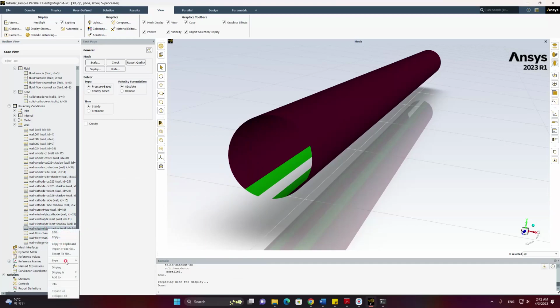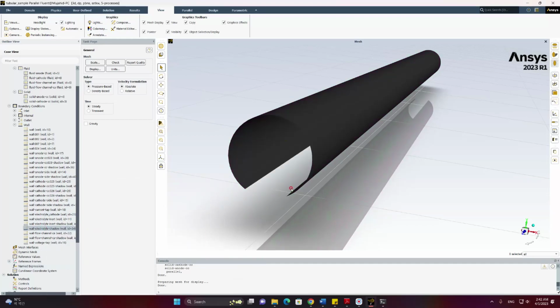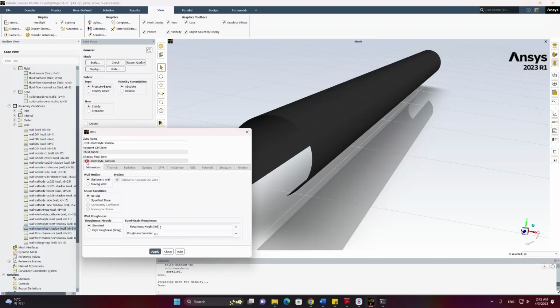Now similarly, wall electrolyte shadow. If I display this, you can see it is the same surface. It's a shadow surface corresponding to the different domain, and double click it. Now this is the shadow, but this is adjacent to the fluid anode domain, so we can rename it wall electrolyte anode.